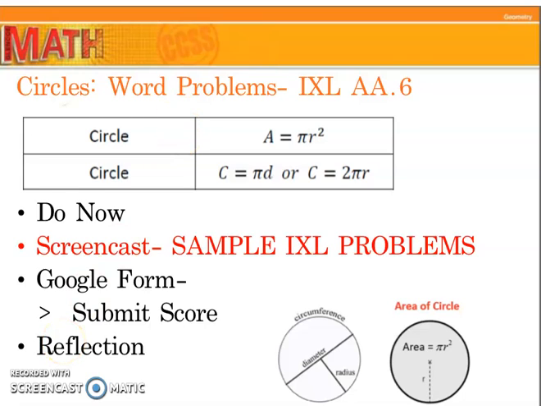So we're going to do one more IXL. Both yesterday's and today's IXL are going to count towards marking period 4, so try and do the best you can. The IXL topic for today is AA6. It circles word problems. So remember, area of a circle is pi r squared, and circumference is pi d, or 2 pi r. As always, complete the do now.